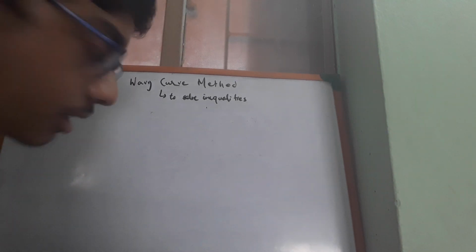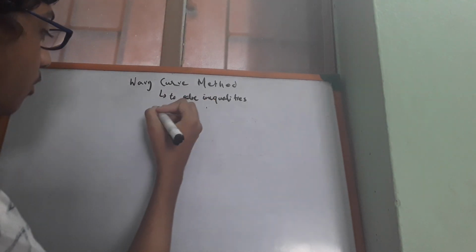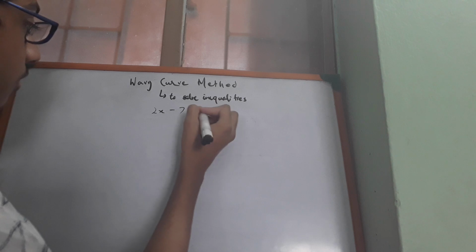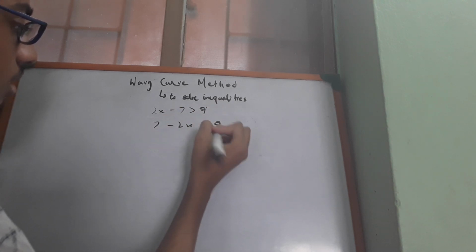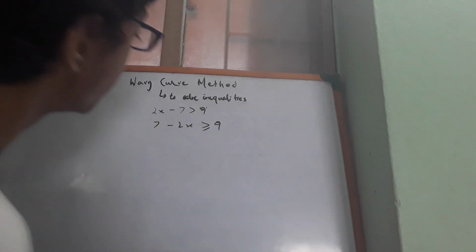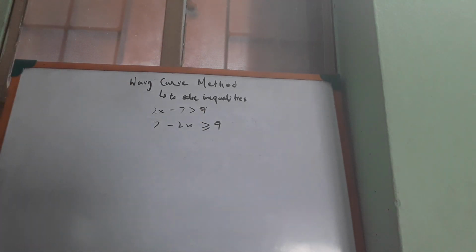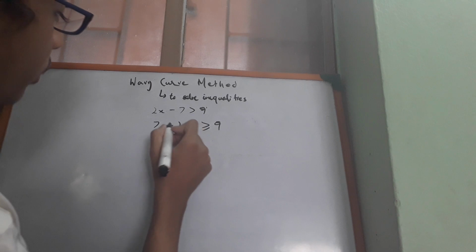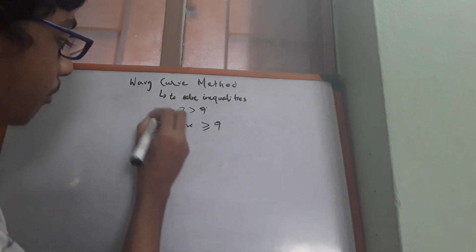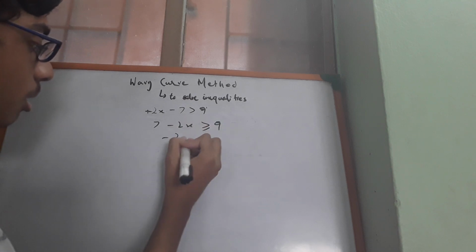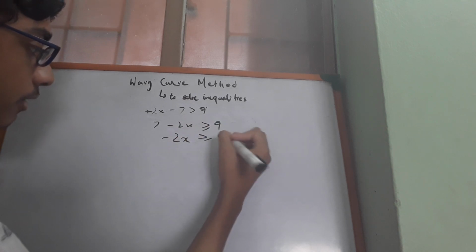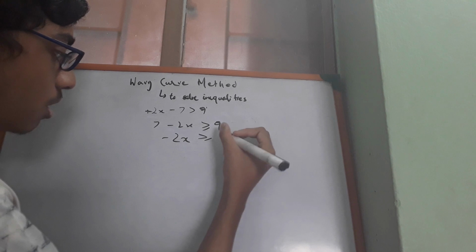Okay, now let's solve one more. First of all, we took 2x minus 7 greater than 9. But if it was 7 minus 2x greater than 9, or let's say greater than or equal to 9 to make it more interesting, what would it have been? In this case the coefficient of x has a negative sign, but before it was plus 2x minus 7. So what to do in this case? Okay, let's try. Minus 2x should be greater than or equal to 9 minus 7, which is just 2.